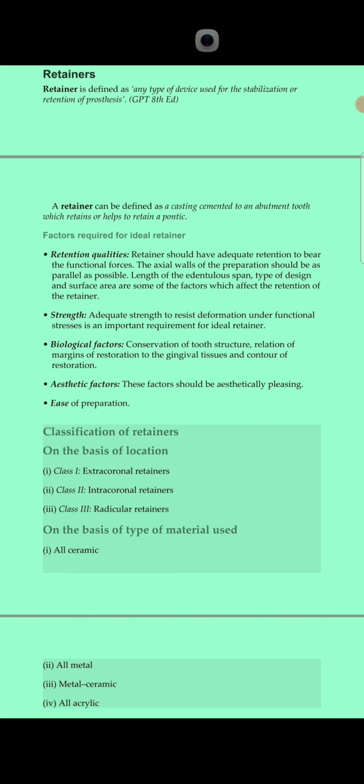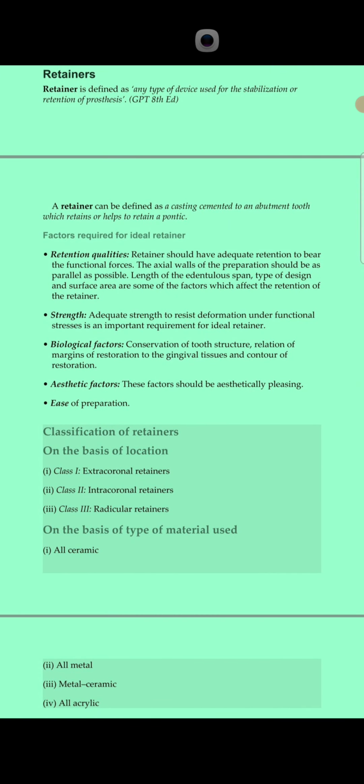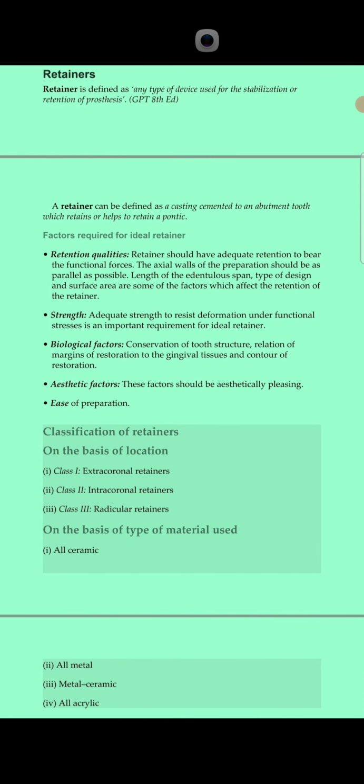The retainer should have adequate retention to bear the functional forces, because the opposite teeth forces will be on the retainer, which are transferred to an abutment. Now, the axial wall of the preparation should be as parallel as possible. Meaning when we prepare the abutment, the axial wall should be as parallel as possible.